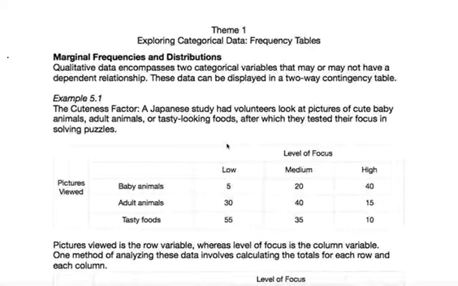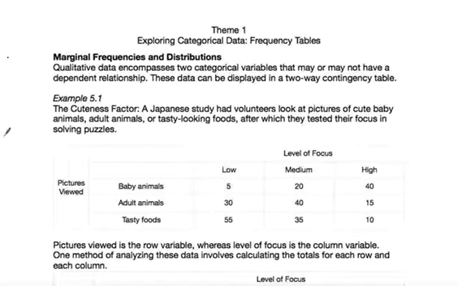So qualitative data encompasses two categorical variables that may or may not have a dependent relationship. And so these data can be displayed in a two-way contingency table, which most of the time we just call a two-way table. Basically, you'll have two categories that you are looking at that may or may not have a relationship.